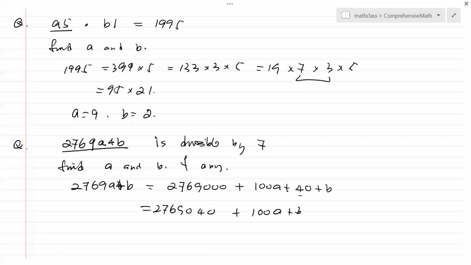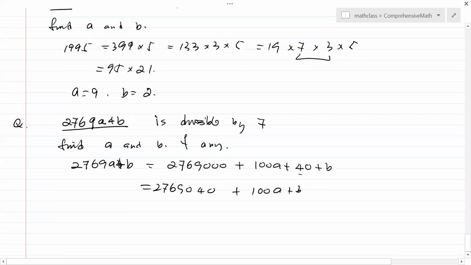Oh, wait a minute. That's right. So we get this number divided by 7. Let's do this first. When you divide by 7, you find out the first part is divisible by 7. This number divided by 7, so I got 7 times 395577 plus 1 remainder.